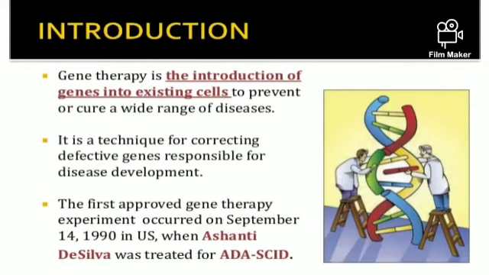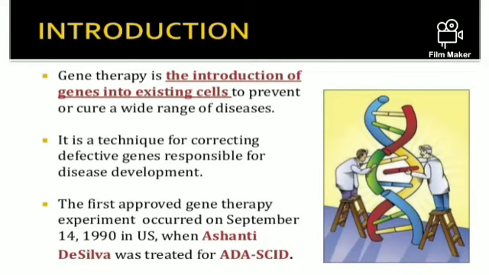After this, next is gene therapy. Gene therapy is the introduction of a gene into existing cells to prevent or cure a wide range of diseases. If a human being has any type of disease, then you can use gene therapy to cure it. It is a technique for correcting the defective gene responsible for the disease. See here, if there are defective genes present in the DNA in this image, then the scientist has to correct this defective gene, and then there is a possibility of a good gene. So it is a technique for correcting the defective genes responsible for disease development.